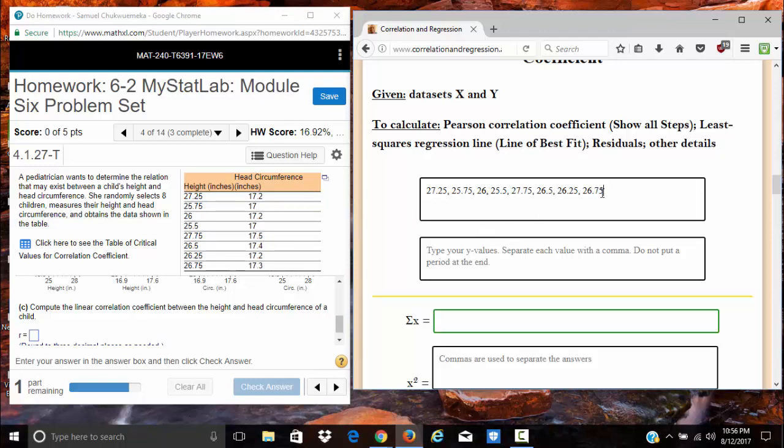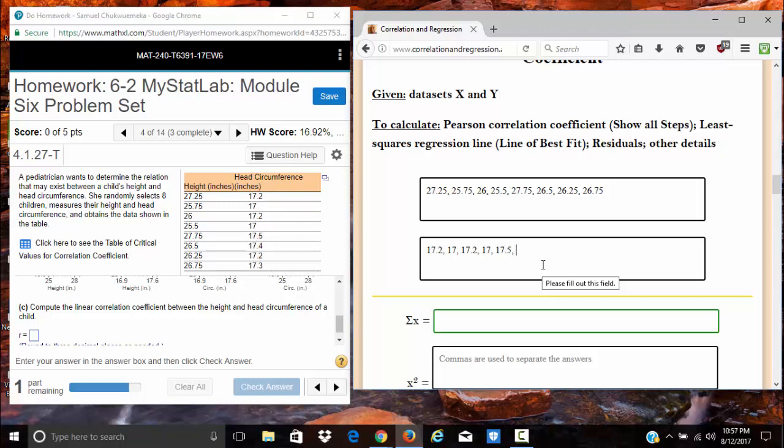When you are typing this, please make sure you don't skip the decimals, depending on the computer you use or how hard you hit the decimal point. Just type it in well to get the correct answer. Now for your y, 17.2, comma, 17, comma. After my comma, I put a space before I type in the next number. It's just your preference; it doesn't matter whether you put a space or not.